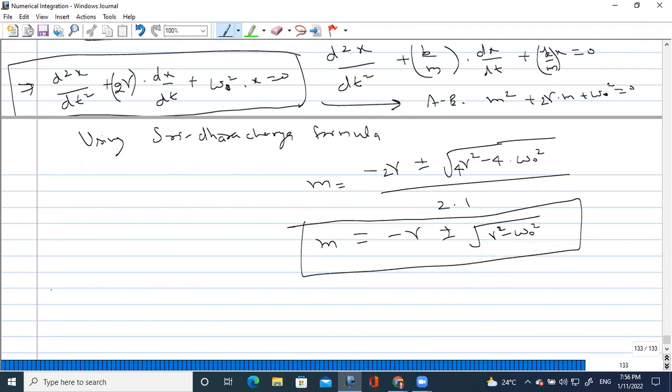Okay. Now there will be two cases. If gamma is greater than omega naught, then this will be a real thing, and we don't have any imaginary value. So these are two distinct roots, real and distinct roots. For that, because gamma is more, and gamma is the constant for damping force, it means we will get the damped solution.